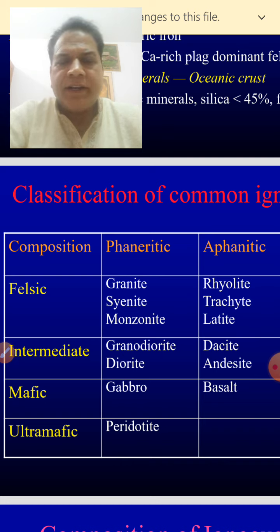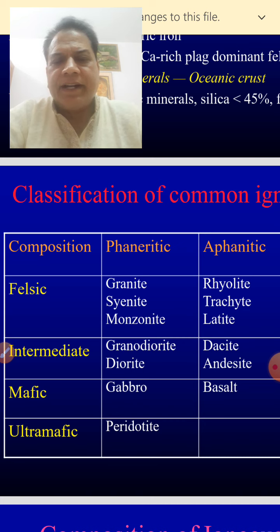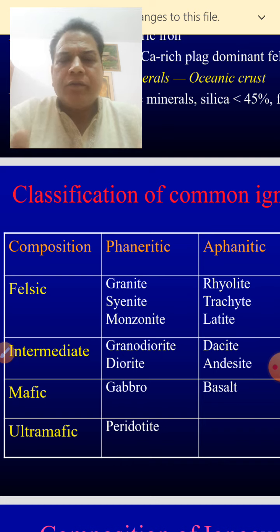Because once we say phanerites, you can see in this column granite, syenite, monzonite, granodiorite, diorite, gabbro. They are all phanerites. But further you can divide phanerite into felsic, intermediate, mafic, and ultramafic. So phanerite ultramafic, you can see from the chart, is the peridotite. Similarly from the chart, aphanitic intermediate is dacite and andesite.